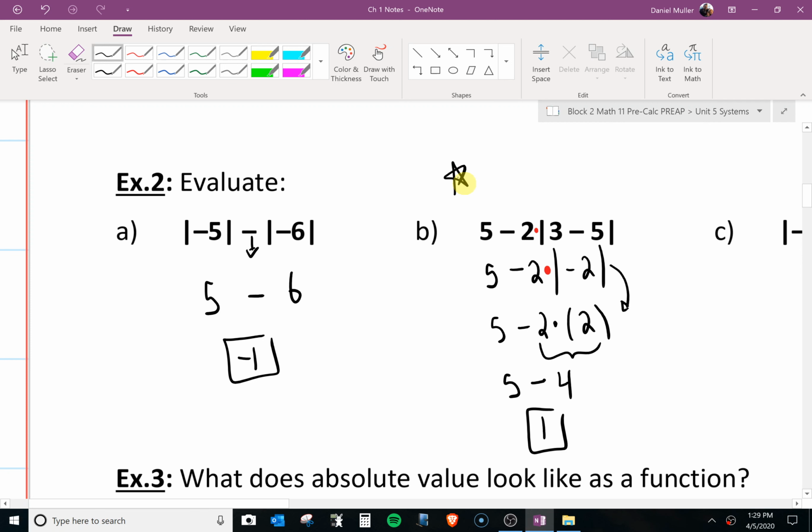And the reason it's the most challenging is because so many people want to go 5 minus 2 is 3. And that's actually the last thing that we do. First we do the inside here. Then we actually evaluate that. Then we can multiply it. And after we do all of that, then we can do the subtraction.